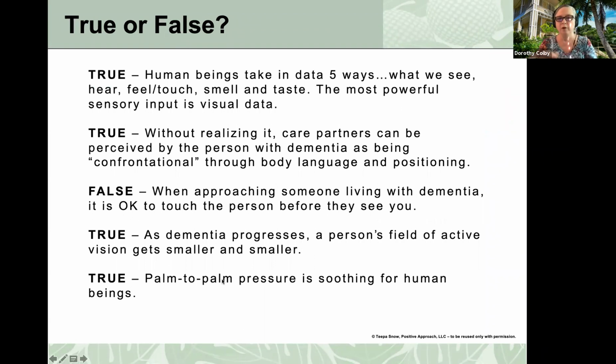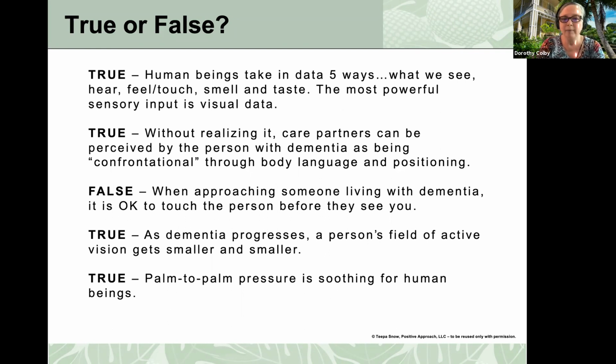So I want to review the questions that we asked at the beginning. Human beings take in data 5 ways. That's absolutely true. The most powerful sensory input is visual data. And you definitely can accidentally be confrontational. Starting off any relationship by confrontation, by standing straight in front or being too close in front, you're starting off on the wrong foot. So that is true. And we don't realize it. We're not being bad people. We don't understand how they're perceiving it with us, especially with this change in vision.